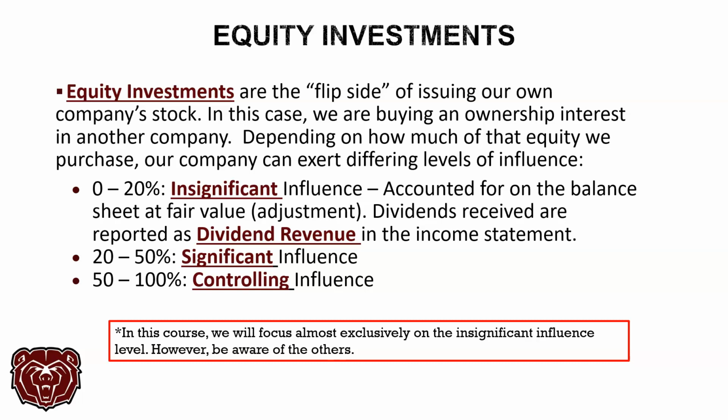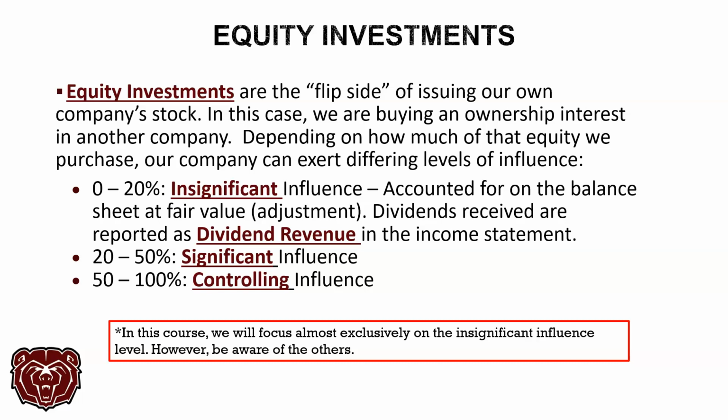So with equity investments, here we're talking about us purchasing equity in another company. It's kind of the flip side of issuing our own stock, okay? So in this case, we're going to be buying ownership interest in another company. We're going to have shares of interest in another company. And depending on how much we buy, we're going to have differing levels of influence. Now, in this class, we're typically only going to talk about insignificant influence, but you do need to be aware that the others exist and how to define them. So if you purchase 0 to 20% of a company's stock, that's insignificant influence. You just don't have the weight to throw around when it comes time to vote, when it comes time to make decisions about investing in anything like that, board members, whatever the case is. You just have an insignificant amount of influence.